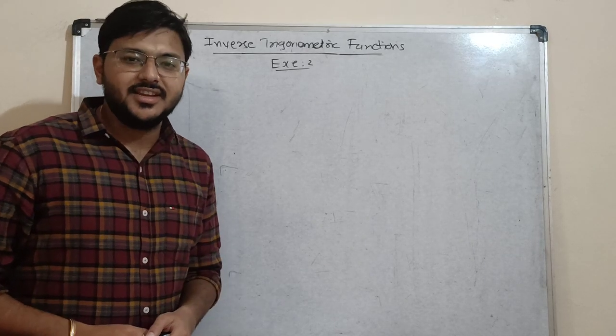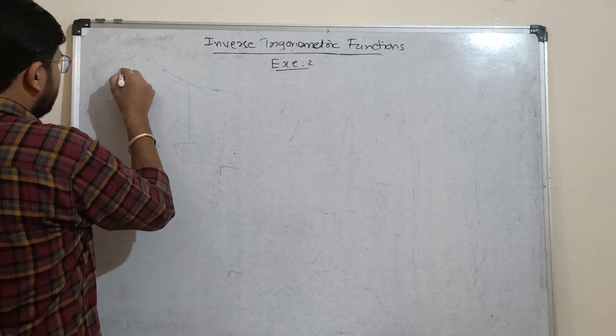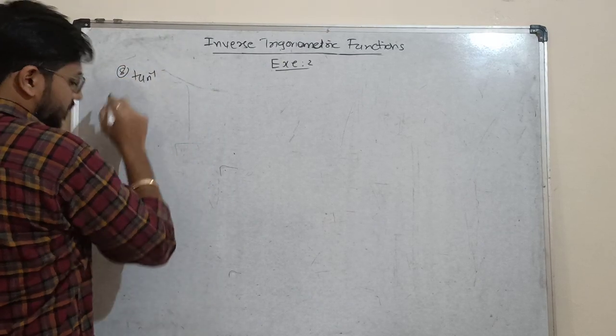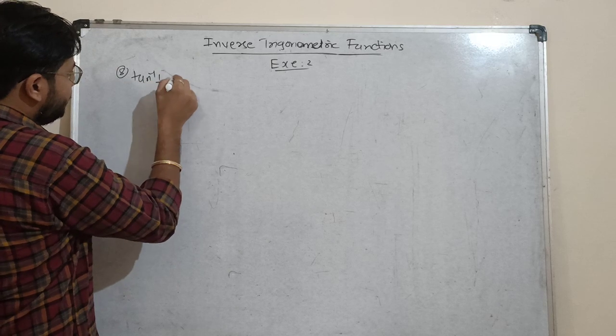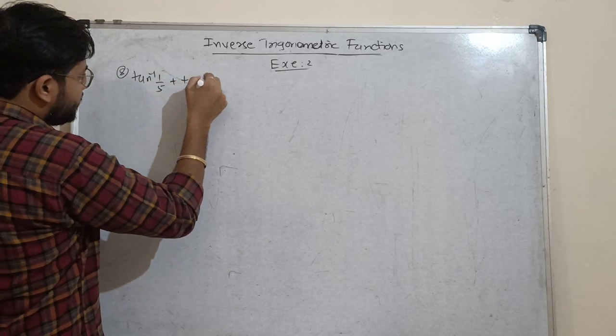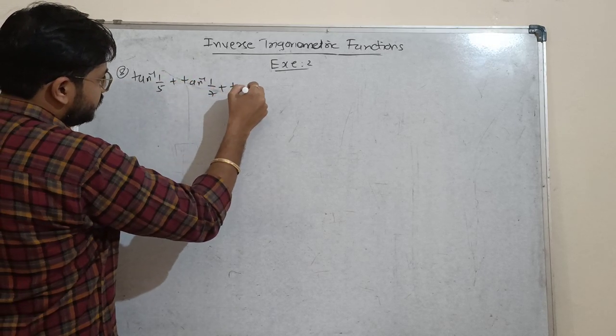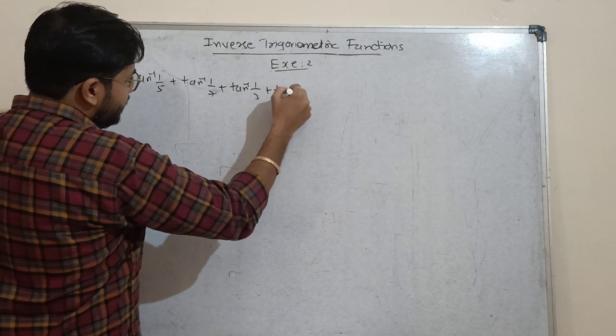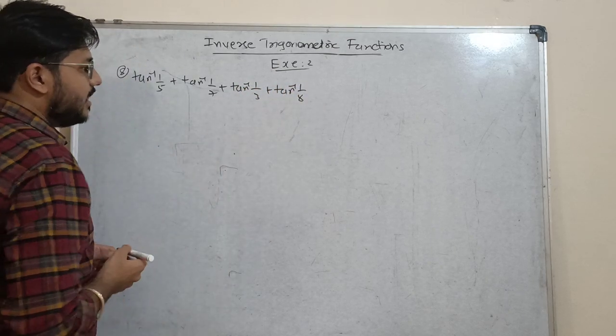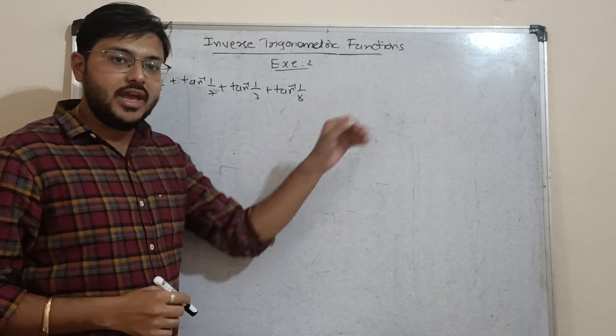Hello friends, so let's continue with the final exercise. In that we have given tan inverse 1 by 5 plus tan inverse 1 by 7 plus tan inverse 1 by 3 and tan inverse 1 by 8 equals to pi by 4, we have to prove.